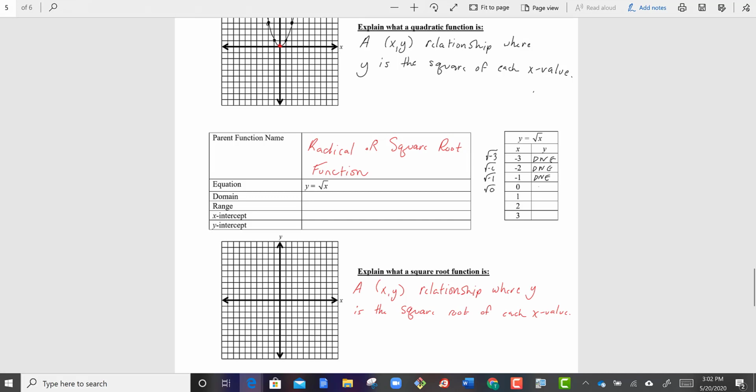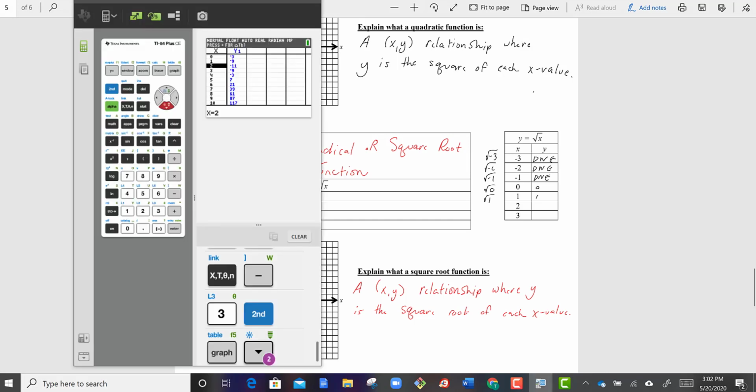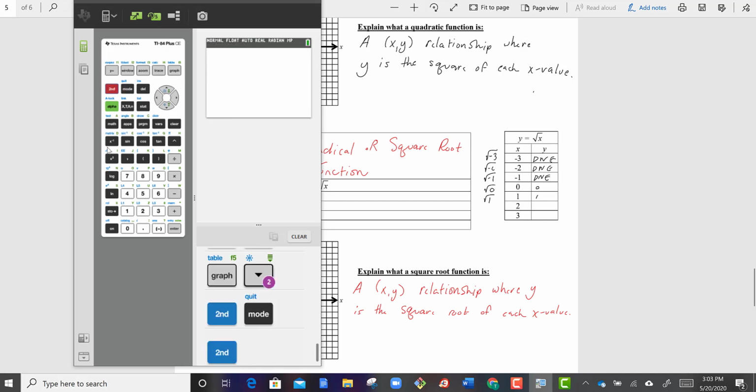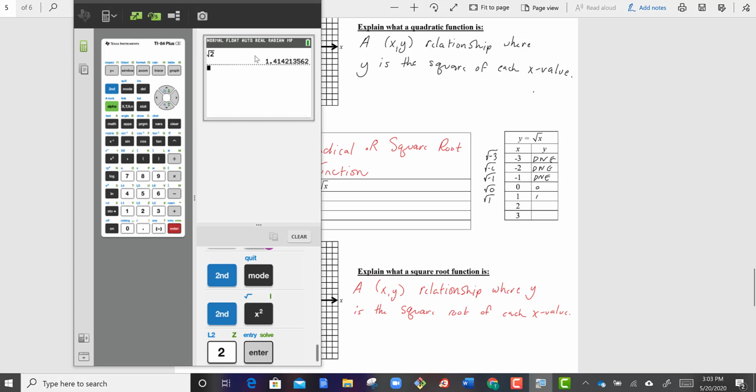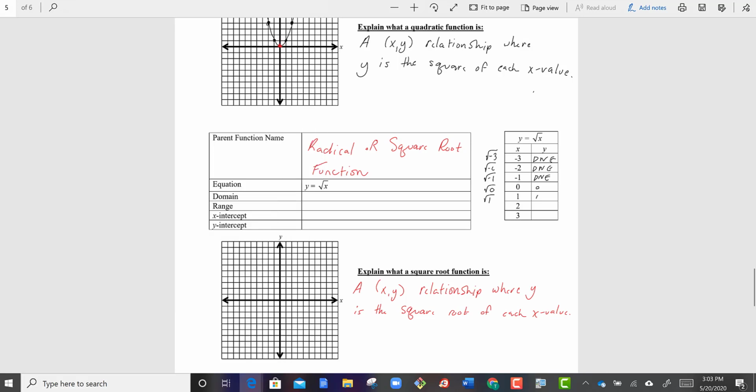The square root of 0 is 0. The square root of 1 is 1. Now the square root of 2, I don't really know off the top of my head, but if I pull out a calculator, I can type in the square root of 2, and I see it's about 1.4. So I could use that number, but typically, if we can, we want to stay away from decimals just because they're really difficult to graph.